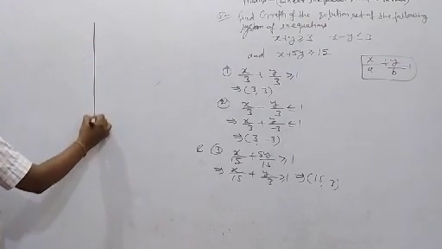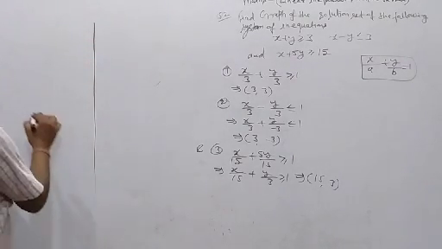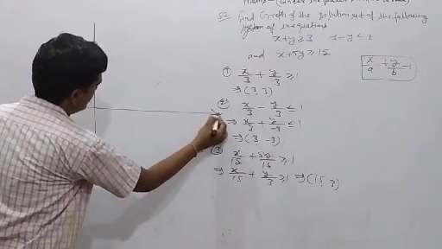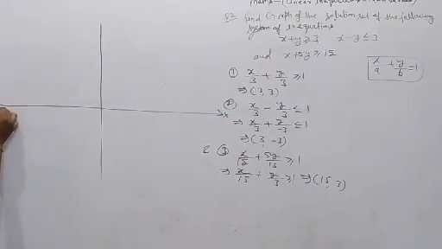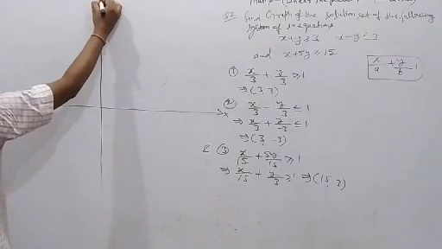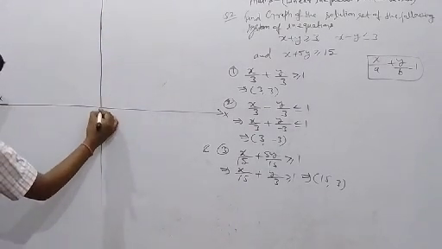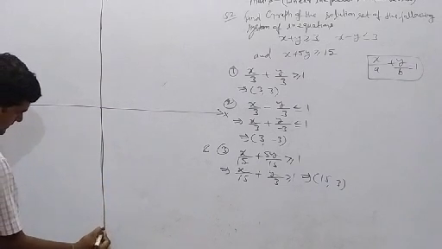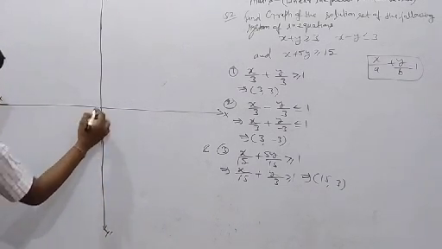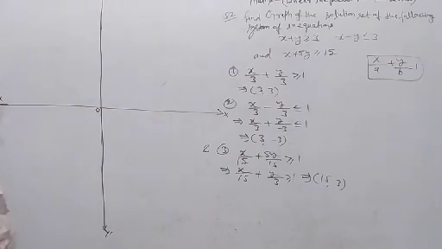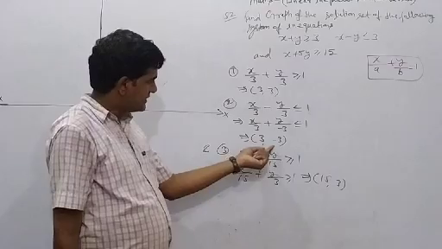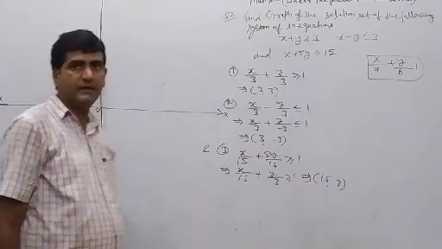Now I am going to draw the diagram. X here, x dash, y, y dash, here the origin. Understood? See the coordinates. The least coordinate is minus 3, the maximum is 15.